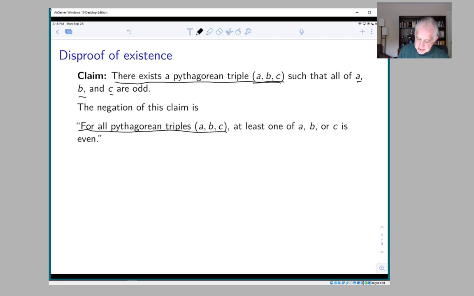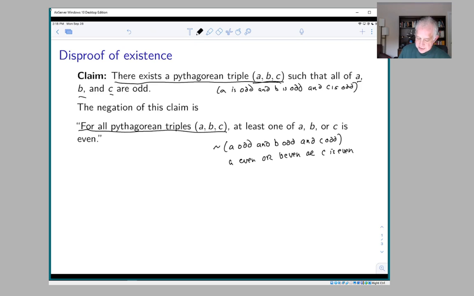And if the original property was A, B, and C are all odd, or put another way, A is odd and B is odd and C is odd, then the negation of that is A is even, or B is even, or C is even. In other words, if we're negating the original statement, we need to show that for all Pythagorean triples A, B, and C, at least one of A, B, or C is even.